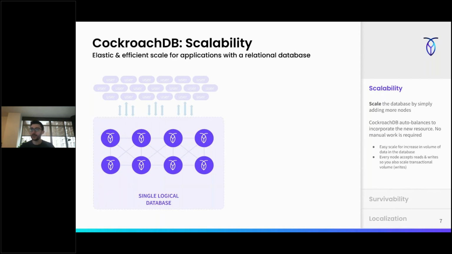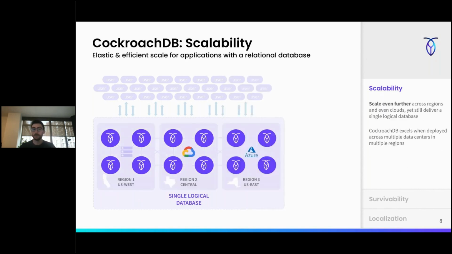You can add more nodes to the system, and that will scale out reads and also writes. Data will be spread out across these new nodes as they're added, and your storage and your transaction capacity will grow. You can actually scale this up across geographic regions or across clouds, and this can provide fault tolerance, and it can provide improvements to latency. And so we'll see that in a second.